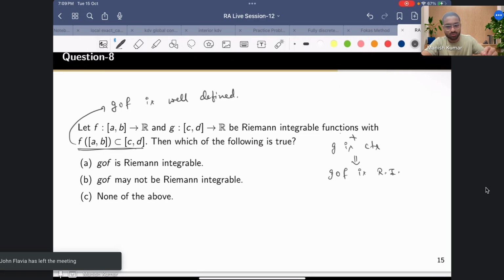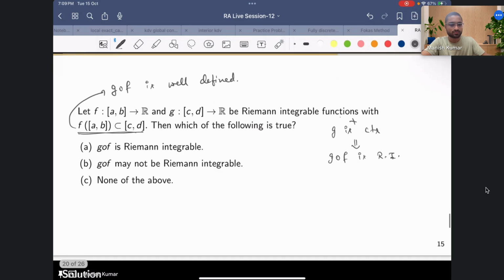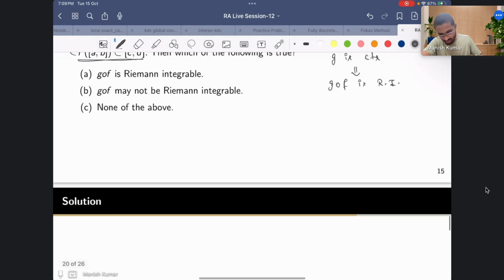So the function g, which acts afterwards, while f is the function which acts at the very beginning, and then g acts on f of x, right? So g is evaluated at f of x. If the function which acts later on is continuous, then g composed f is Riemann integrable. But in general this is not true, and this is the example.